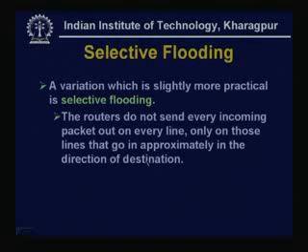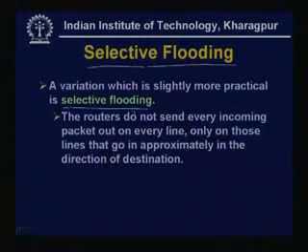Now another approach, which is a modification of flooding, is known as selective flooding. It is a variation of the flooding technique. What it does is, the routers do not send every incoming packet out on every line, only on those lines that go approximately in the direction of the destination. In the example that we have discussed, we have seen a packet is forwarded in all directions except the one through which it has received the packet.